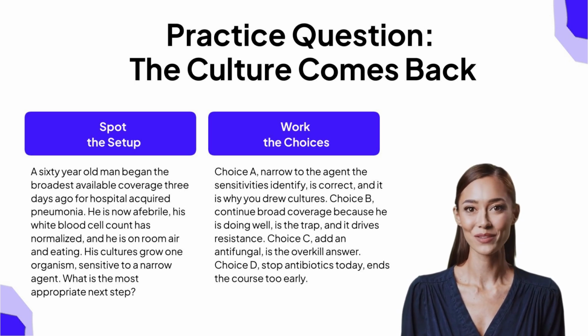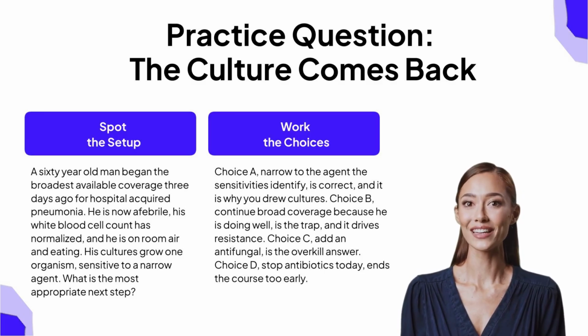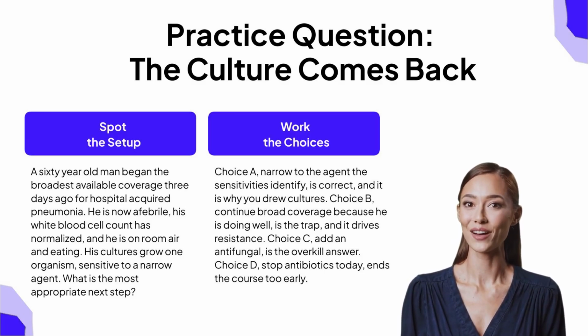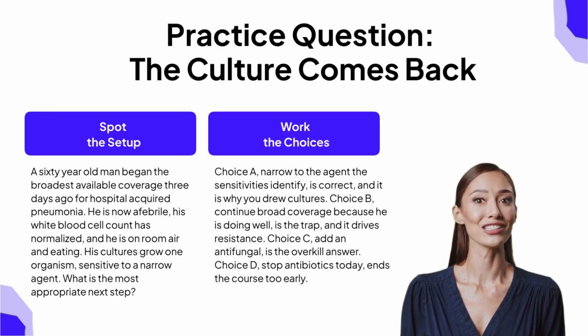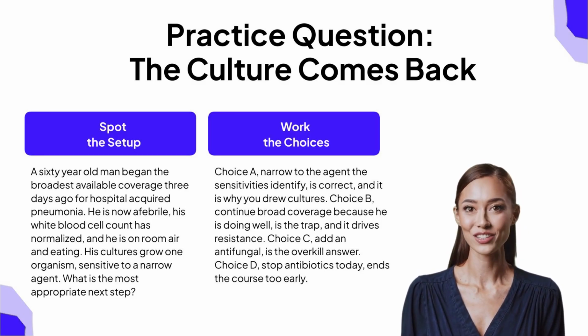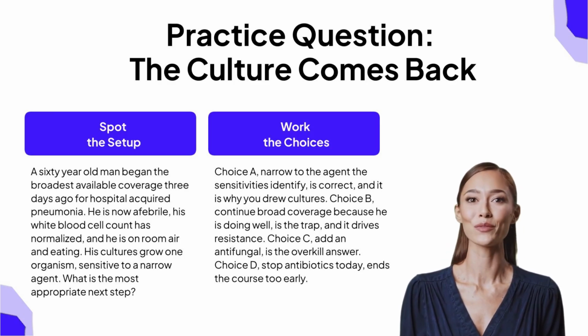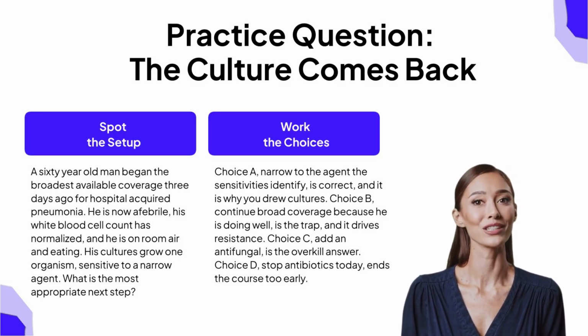A patient who is better, plus a culture naming the organism, is the signature stewardship setup, and it is asking you to narrow. Choice A, narrow to the agent the sensitivities identify, is correct. That is the entire reason you drew cultures. Choice B, continue broad coverage until discharge because he is doing well, is the trap most people fall for, because it feels cautious. It is not. It drives resistance with no benefit.